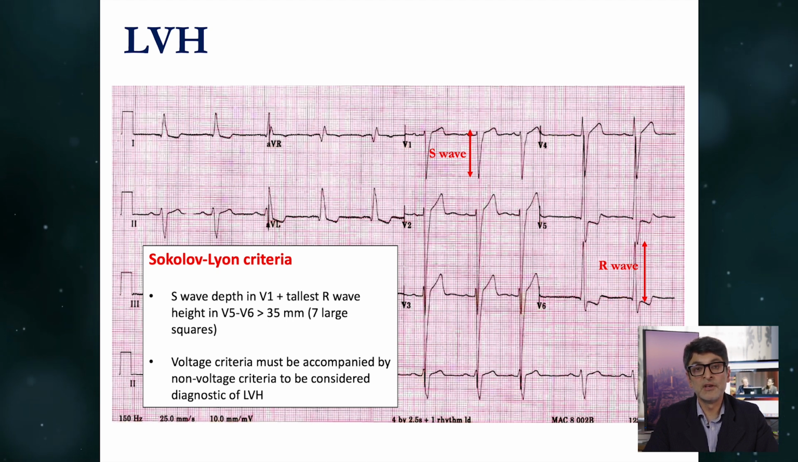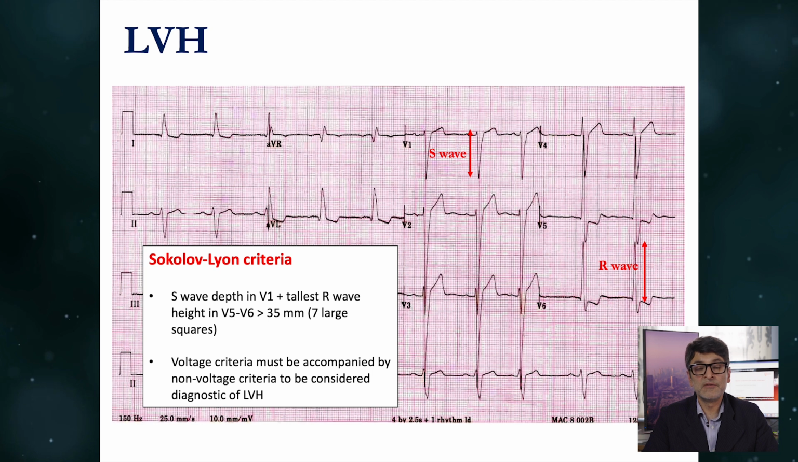how many large squares make up the R wave in either V5 or V6, and if it's more than 7 large squares, you meet the voltage criteria for LVH. But to call it LVH, you must ensure that there are the strain criteria, which are the lateral ST segment or T wave changes seen.